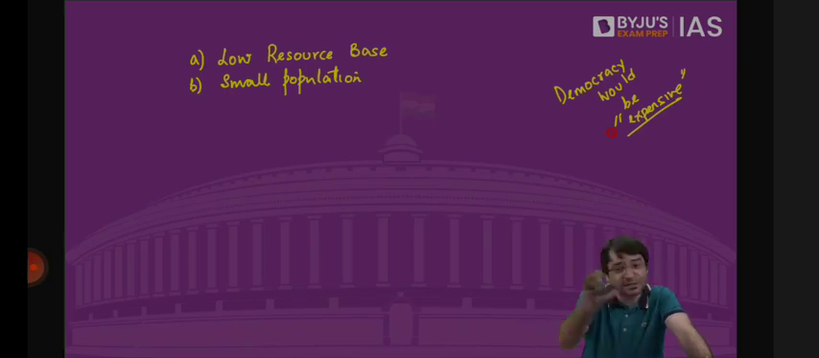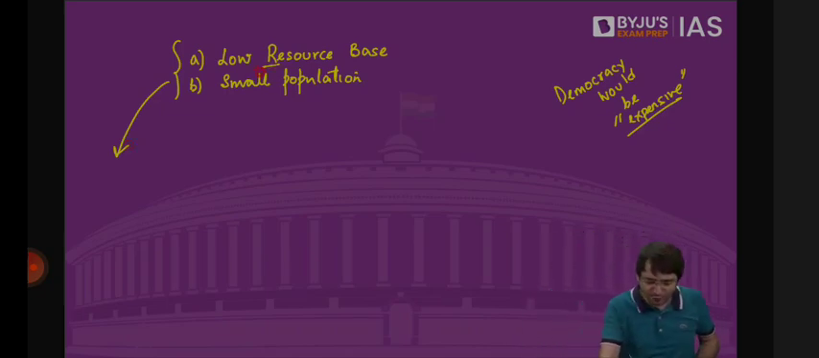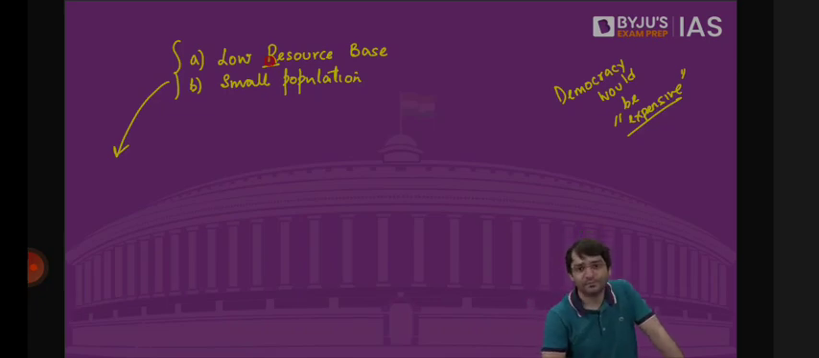Because the population is so small. This may have worked in the 1950s. This logic may have worked in 1956, but it is no longer relevant today. If low resource base is the reason, then with due respect, all the 7 sisters in the Northeast plus Sikkim should have been union territories, because they're also dependent almost entirely on the center, barring the exception of Assam.